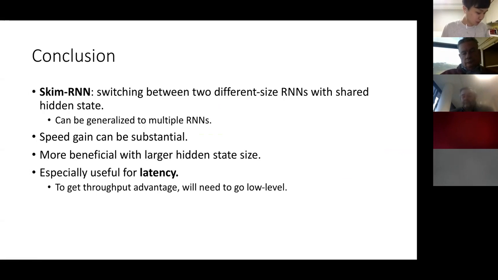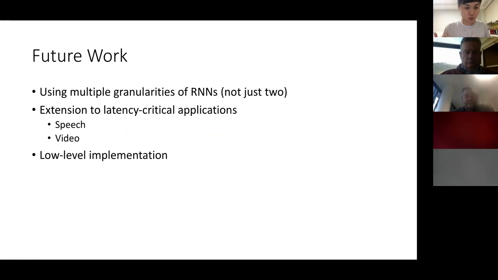And I think this will be especially useful for latency because GPUs sometimes cannot get much better latency than CPU, even though it has very high throughput. But of course, again, if we really need to take advantage of this, then we will need to go low level. So future work we will be using multiple RNNs and also extension to latency critical applications like speech and video, and low level implementation will be critical to actually observe the benchmarked speed up.